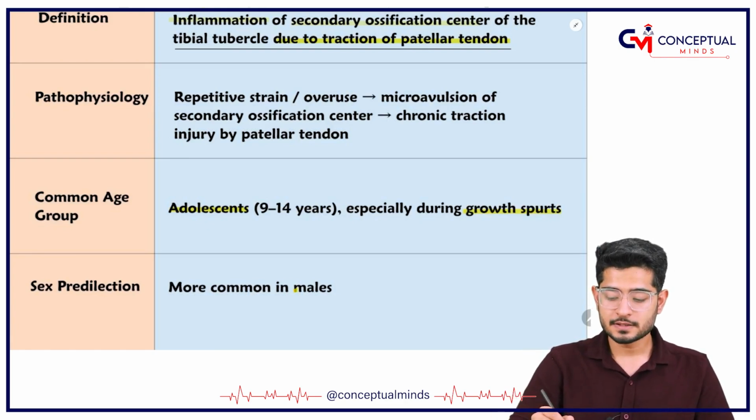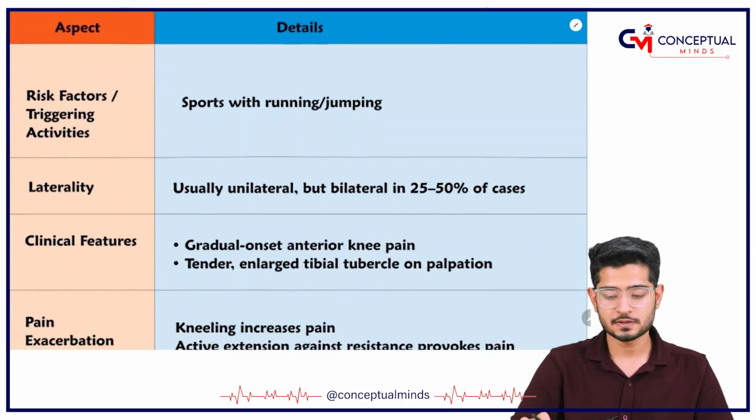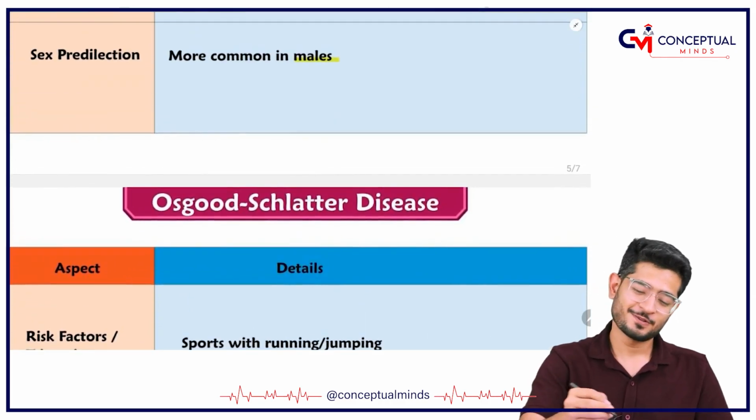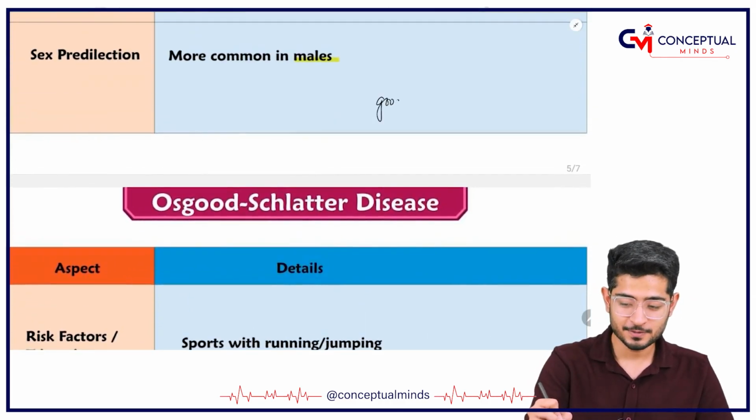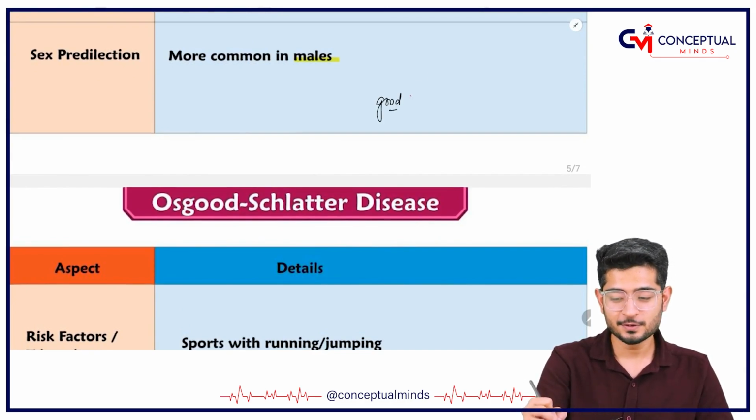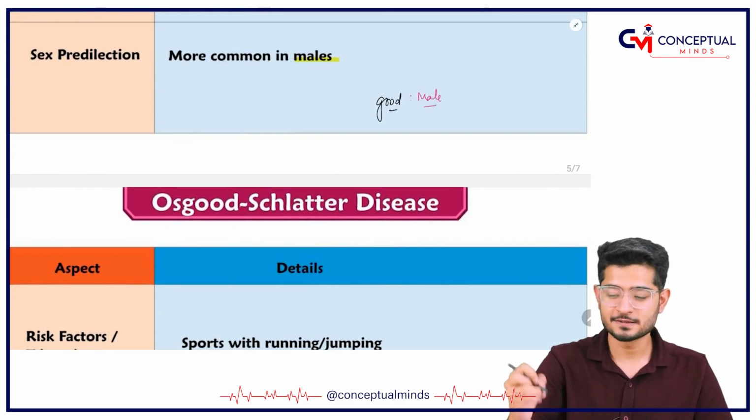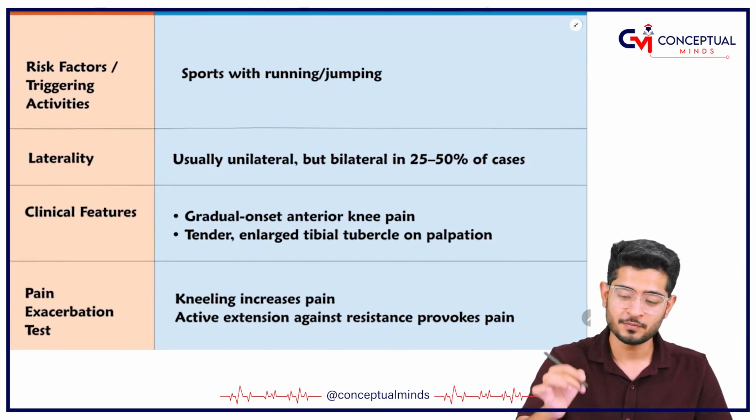So most commonly these are seen in males. Okay, Osgood is seen in the males. So for all the males out there, good. Okay, good. So good is who? Good is male. Okay, so Osgood's disease is more commonly seen in males.